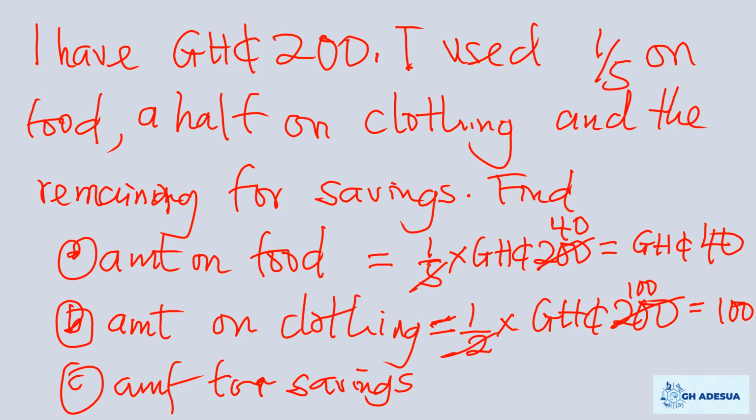Then finally, you are told that the remaining is for savings, which means that out of the 200, when you do your deductions, what is left is for savings. How much did you have from the onset? We had 200. And then we took out 40, and then later 100. So 200 minus 40 is 160. 160 minus 100 is 60. So in effect, we have 60 cedis left. This is a typical application of fractions in day-to-day activities.